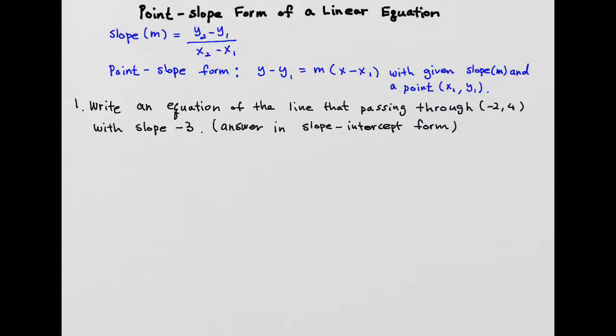In today's lecture, we're going to look at point-slope form of linear equations. Basically, what we're going to look at is writing equations of the line with different given options. So in order to do that, the first thing we need to remember is the slope formula: y2 minus y1 over x2 minus x1.